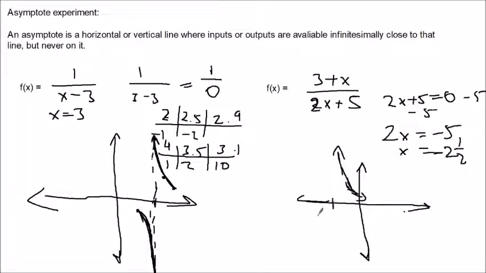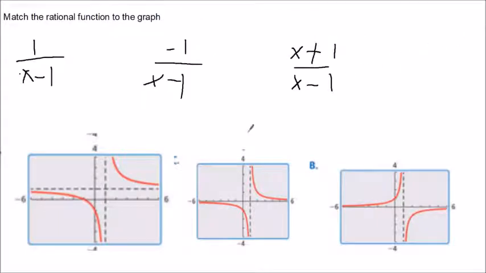See, and then that's negative 2.5. It'll probably look something like that, right? With this asymptote right there. So, knowing that, we are going to try to decipher some graphs.